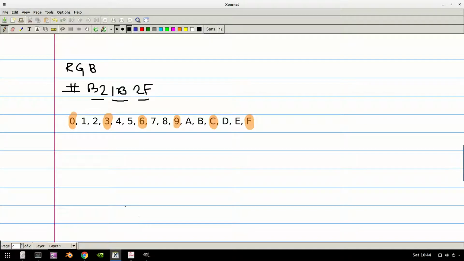The way you do that is you take 2 of these things, like 33, 99, FF. That's a safe web color. Again, you can create another one. You can take 00, 99, CC. That's also web safe. All 0, all F. That's also web safe.